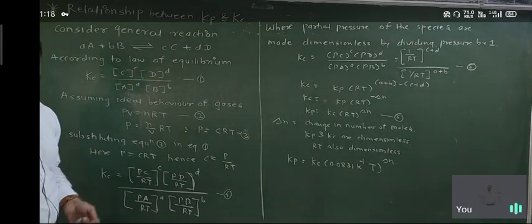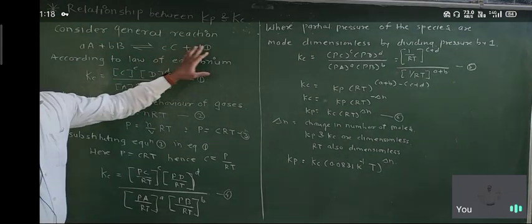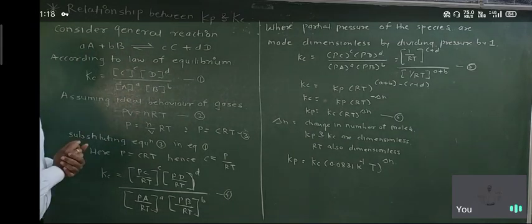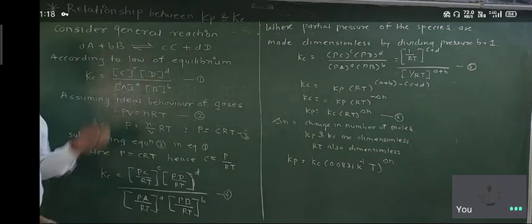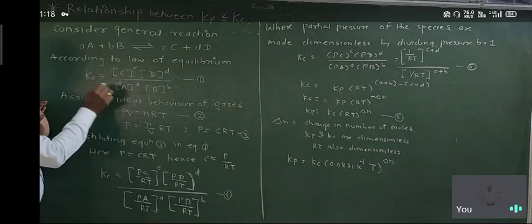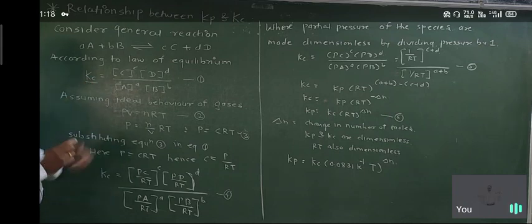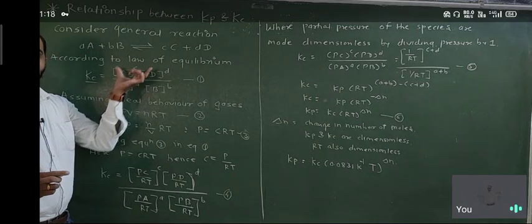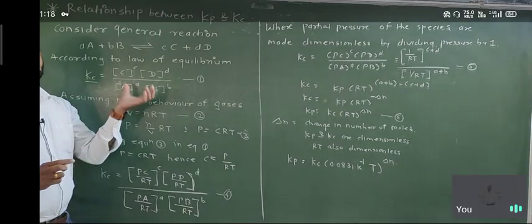For that we consider a simple reaction, aA plus bB converting into cC plus dD. Small a, b are the reaction coefficients, and c, d are also reaction coefficients. Are you familiar with this? According to the law of chemical equilibrium, Kc is the equilibrium constant, the ratio of the product of concentrations of products with their respective powers upon the product of concentrations of reactants with their powers.